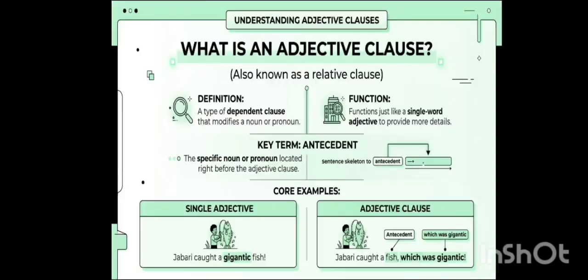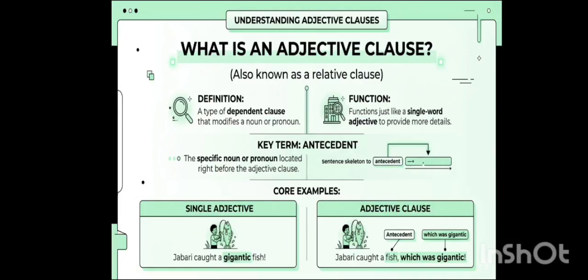Let's start with the absolute basics. What is an adjective clause? First, let's remember what a normal adjective does. If I say "Jabari caught a gigantic fish," what is the adjective? Exactly, gigantic. It describes the fish. It's just a single word, but sometimes a single word isn't enough to give all the details we want. That's where an adjective clause comes in.